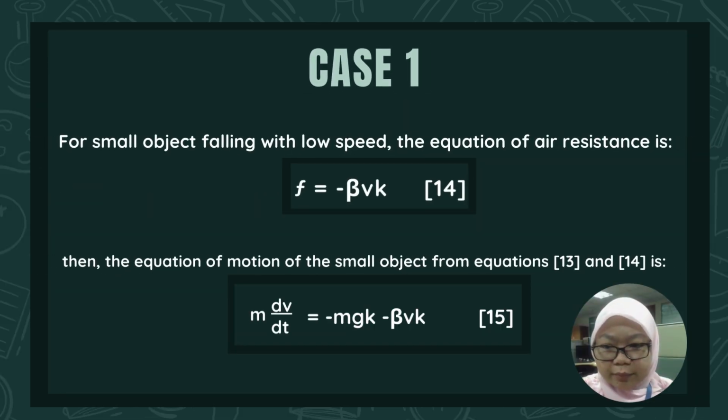Let's see case 1. For a small object falling with low speed, the equation of the air resistance is F equals negative beta V k. Then the equation of motion of the small object, from equations 13 and 14, is m dV/dt equals negative mgk minus beta Vk.